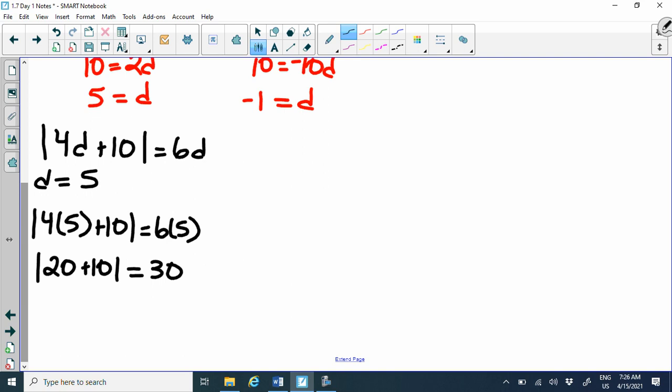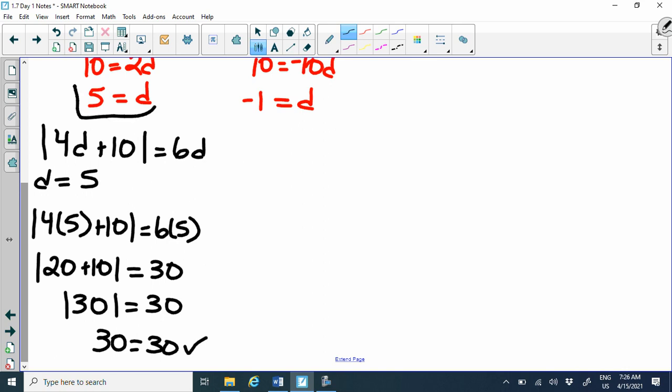Now I add what's inside, 20 plus 10, so I get the absolute value of 30, which equals 30. The absolute value of 30 should just give me 30. And so I get 30 equals 30. Is that a true statement? Yes. So d equals 5 is a solution. I can box it.